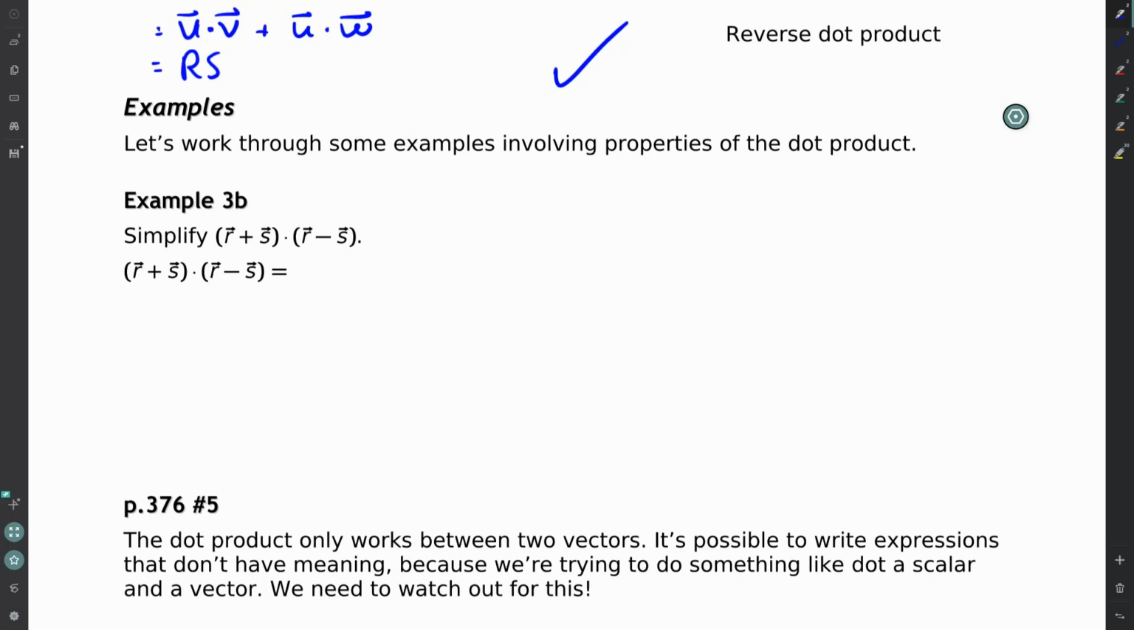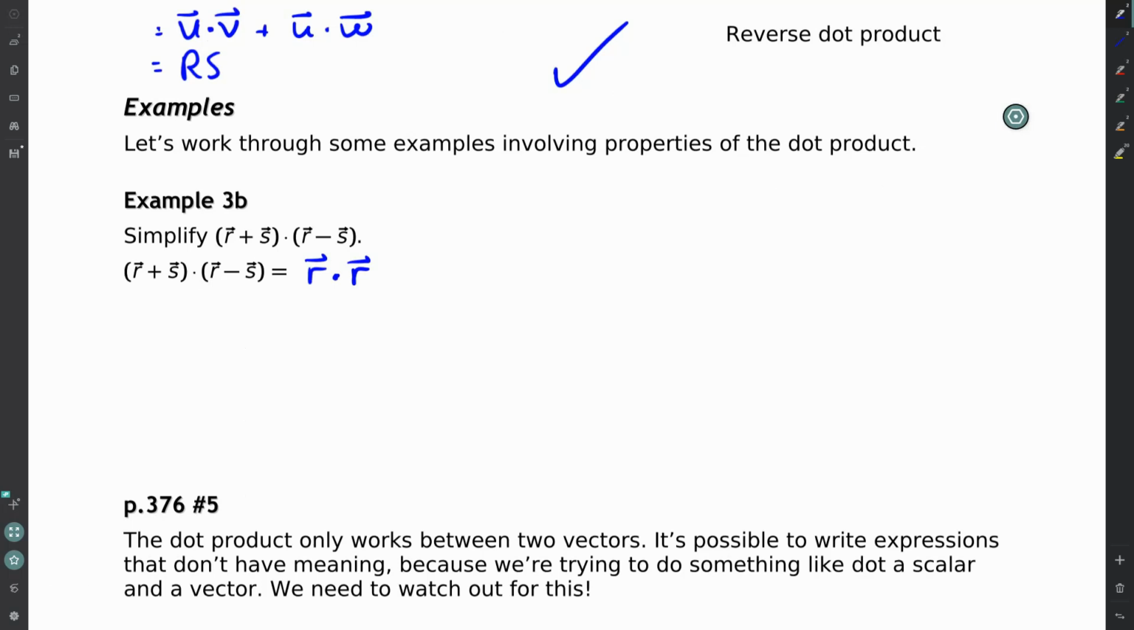In example 3b, we're asked to simplify vector r plus vector s dotted with vector r minus vector s. Now we could go through and apply the distributive property piece by piece, but we can use FOIL. FOIL is a result of the distributive property. So FOIL works. That means we can carry out the multiplication of the first pair of terms in those binomials. Now we do have to be careful.